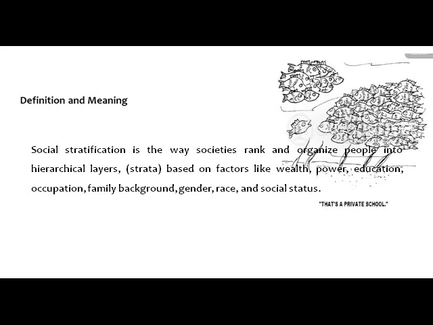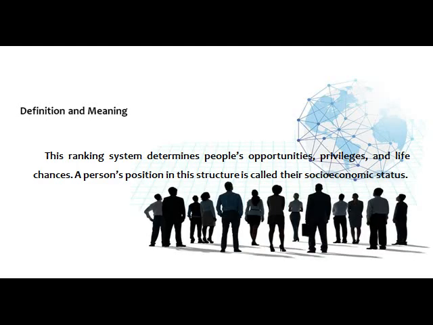Social stratification is the way societies rank and organize people into hierarchical layers, strata, based on factors like wealth, power, education, occupation, family background, gender, race, and social status. This ranking system determines people's opportunities, privileges, and life chances. A person's position in this structure is called their socioeconomic status.